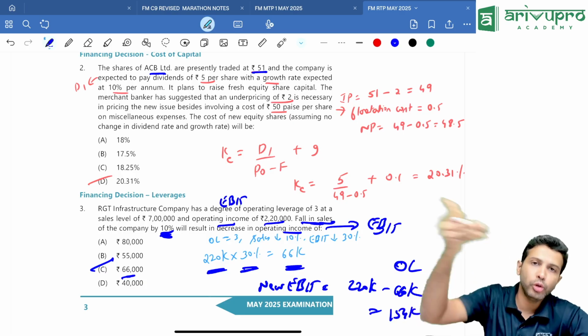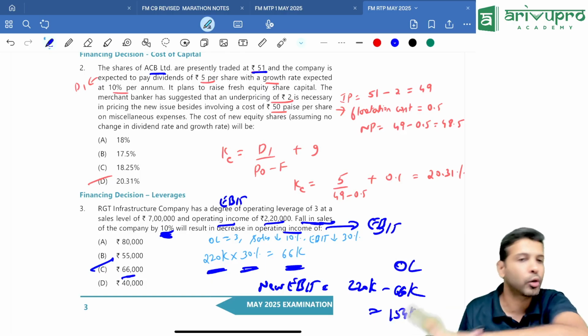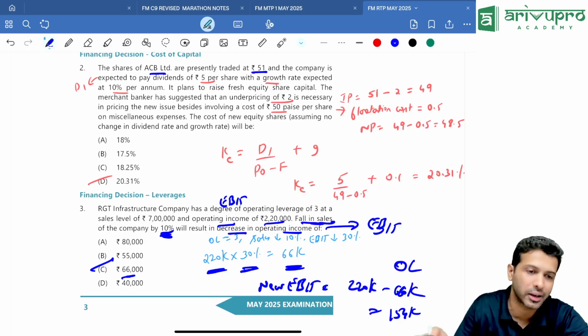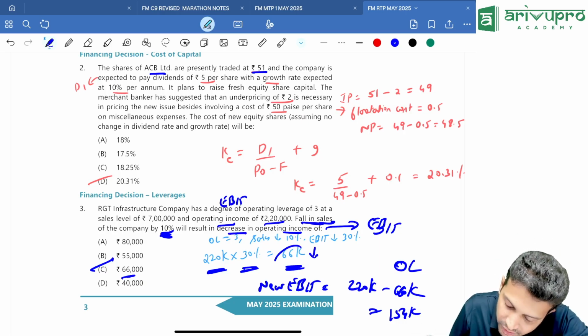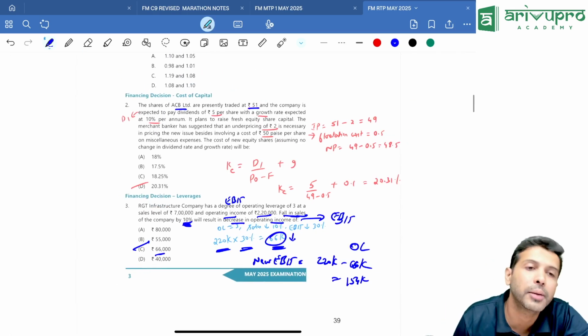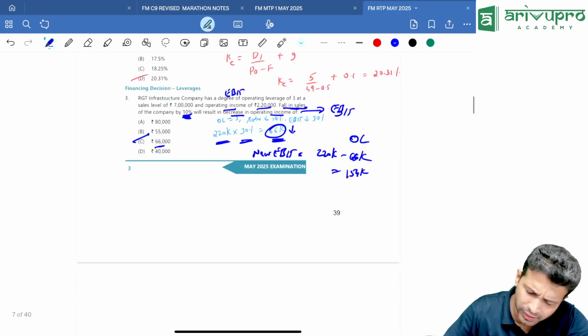1,54,000. If they ask you new EBIT, then you will select 154 as the option. They asked what will be the impact, what will be the decrease in operating income. Operating income will decrease by 66,000. Hence, that is the right option you need to select. Fine now, people? Straightforward leverage wala question.